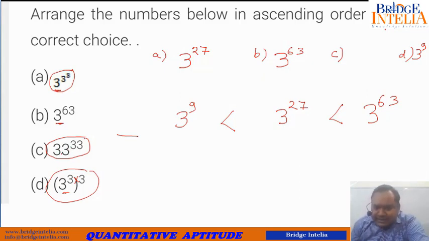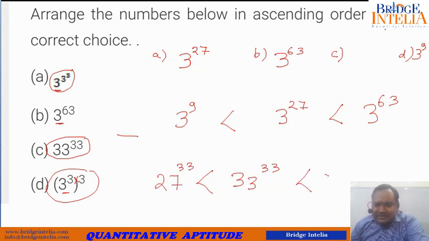How? Now look at the base. The base here is 33. So 33 to the power 33. What can be said about this? It can be said that this is definitely greater than 27 to the power 33 and less than 81 to the power 33. So why have I chosen the numbers 27 and 81? Because these are powers of 3.